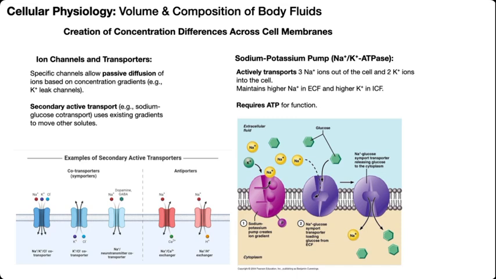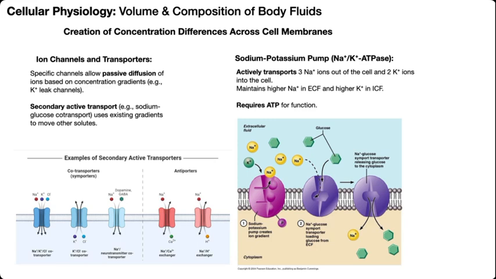What we can see when things don't work right, when there's a dysfunction in these channels, is that certain disease processes occur. For example, if there's a dysfunction in the sodium potassium pump, we're going to see conditions like muscle weakness, paralysis, or arrhythmias, because this is important for muscle contraction.